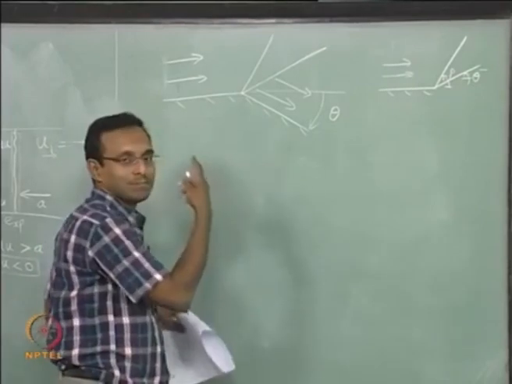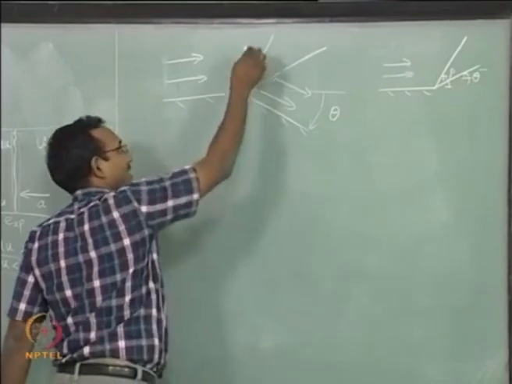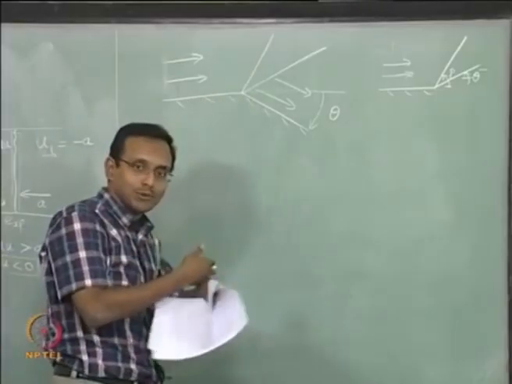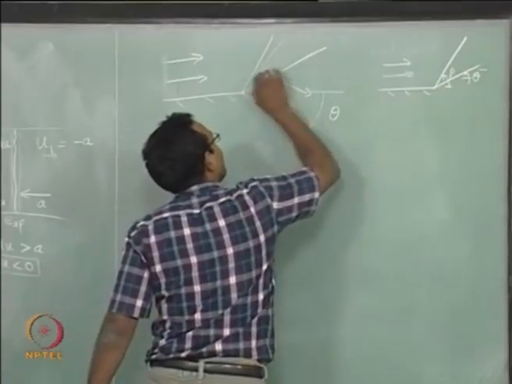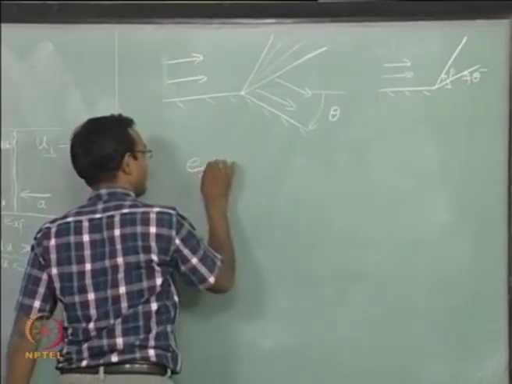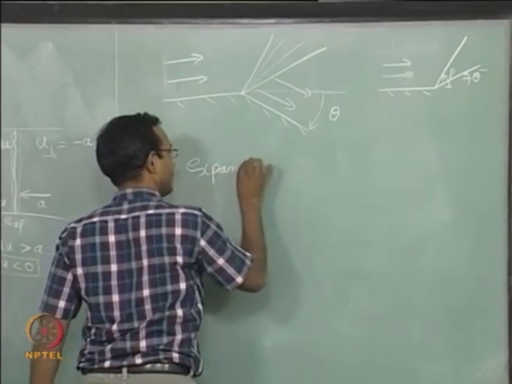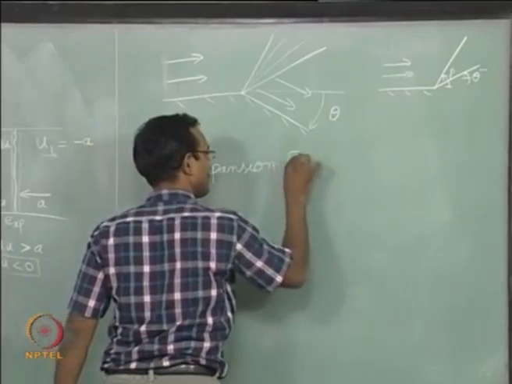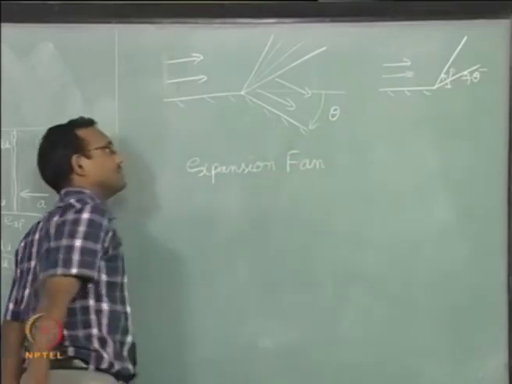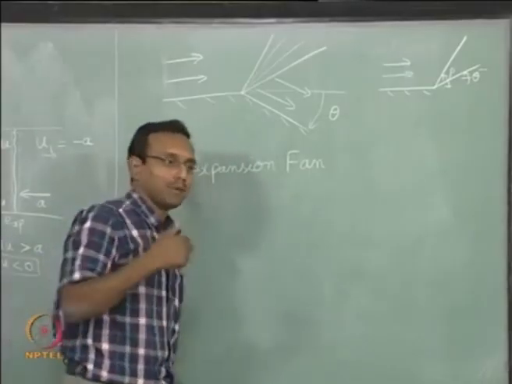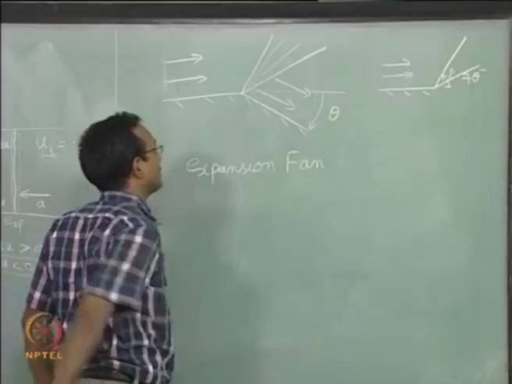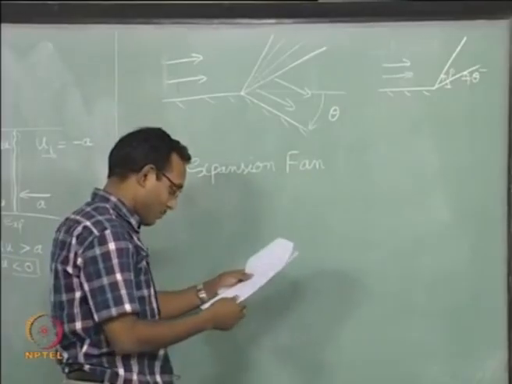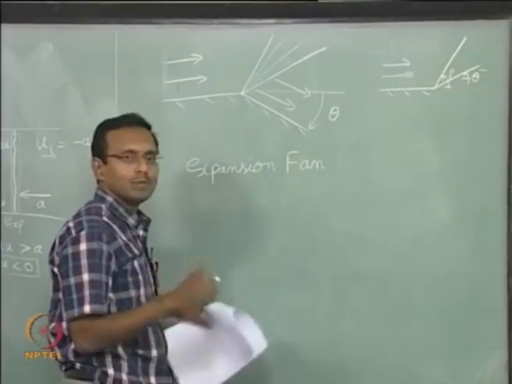Now we will give a nice name for this. Since it looks like the fan which opens up like this, that kind of fan, they call this expansion fan. This is the expansion fan. If you want the Japanese paper fan, it is something like that. That is why it is called the expansion fan.